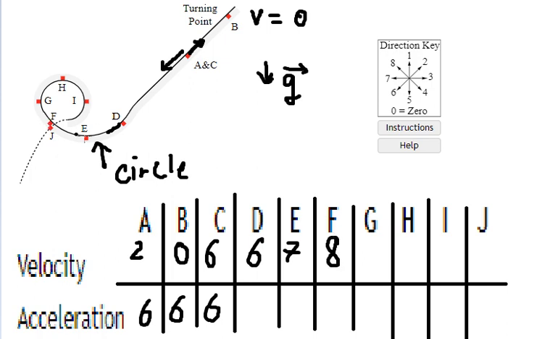But from D to F, that is a circle in here. So that means the acceleration will go like this, toward the center of the circle. So D goes to number 7. E goes up, that means we have number 1. F goes in here, so that is number 3.